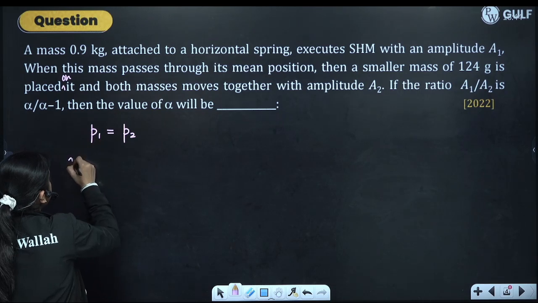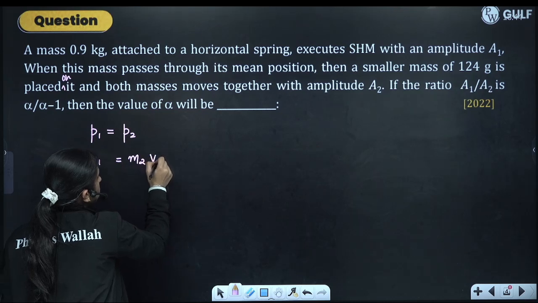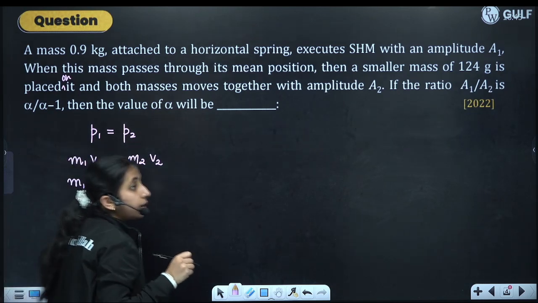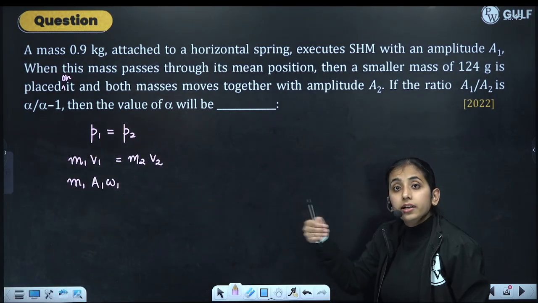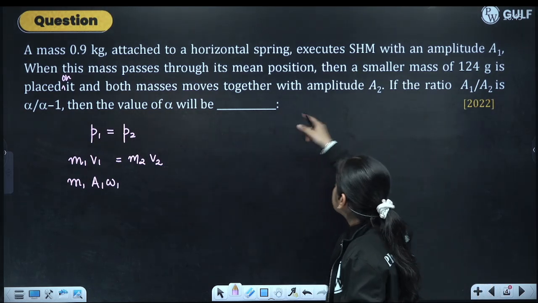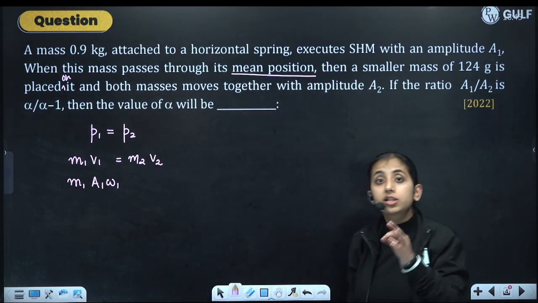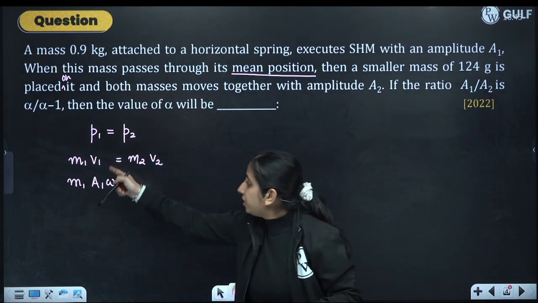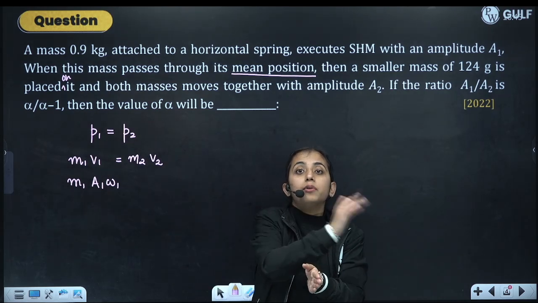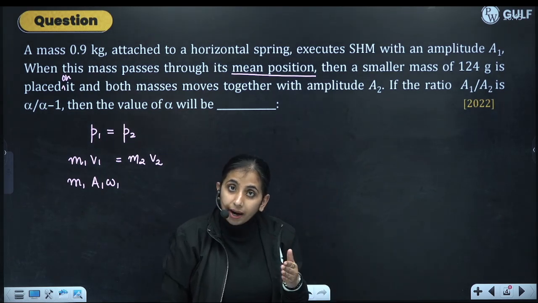Okay, so initially we have m1 into v1 is equal to m2 into v2. So m1 into v1 will be A1 into omega 1 because it was executing SHM with A1 amplitude and omega 1 was the angular frequency. Because it is at mean position, while it was passing through mean position, then the situation happened. So v1 will be A1 omega 1. Now at mean position only, velocity will become v2. This is the maximum velocity. At mean we have the maximum velocity.